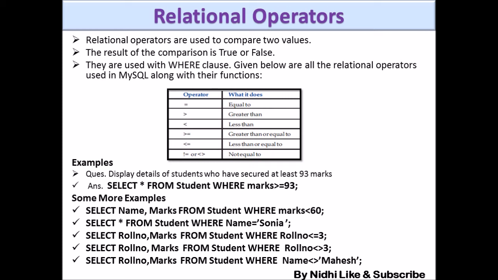Next, select roll number, marks from student where roll number is not equal to 3. Not equal, you can see the symbol. And in the next query, we are fetching the name, roll number and marks from student where name should not be Mahesh. That means excluding Mahesh, we want to fetch the other names. Is it clear? You can perform these on the MySQL command line and check the results.